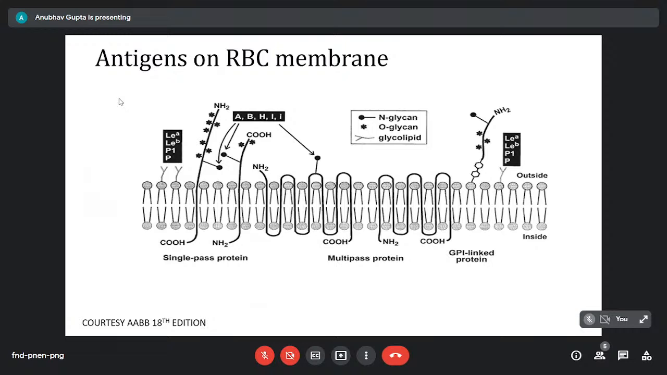There are many multi pass proteins also, which come out from the RBC membrane, then go back into the membrane, then come out again. The difference between single pass proteins, multi pass proteins, or antigens located on the RBC is very important. Why? Because some of these antigens form the receptors of some bacteria. I was talking about the urea receptor, and they can form a receptor for malaria and many more.